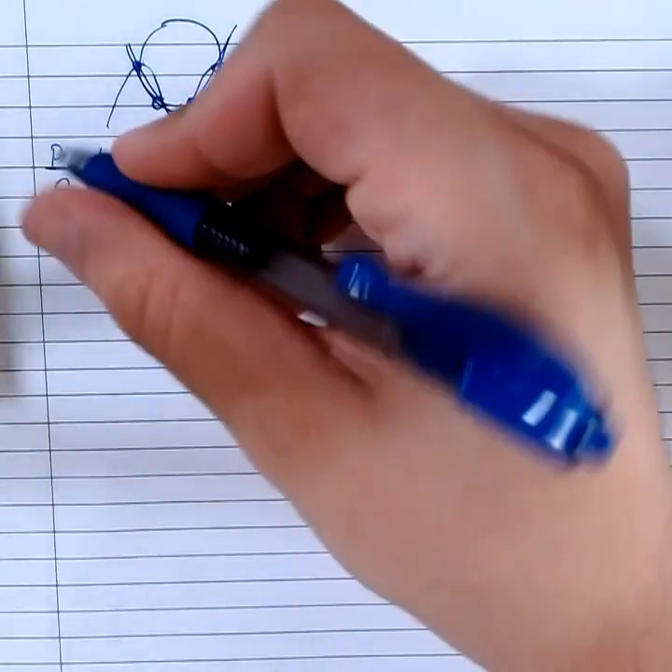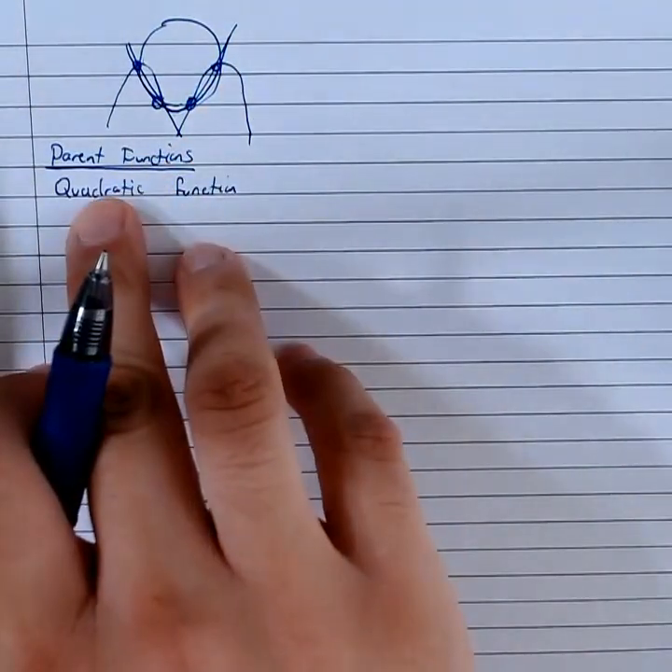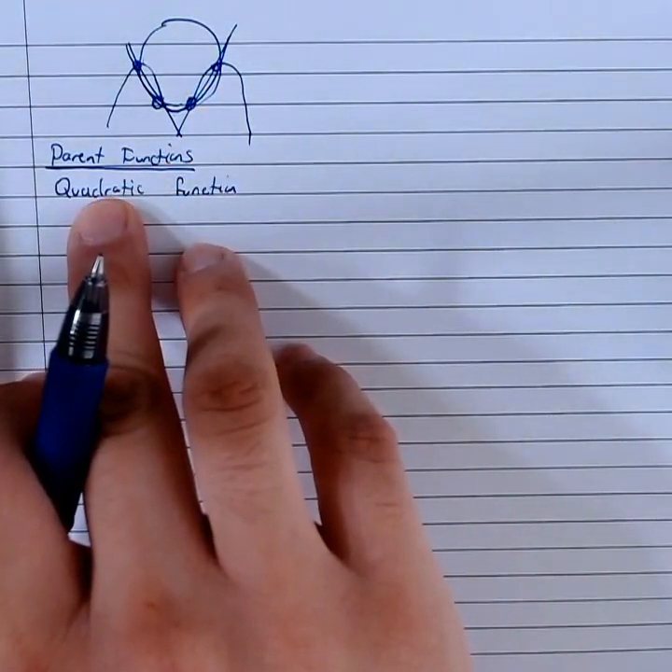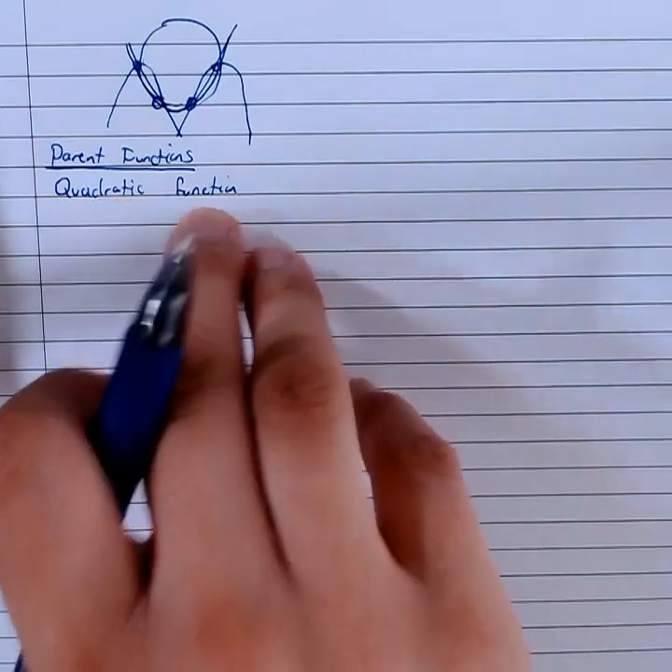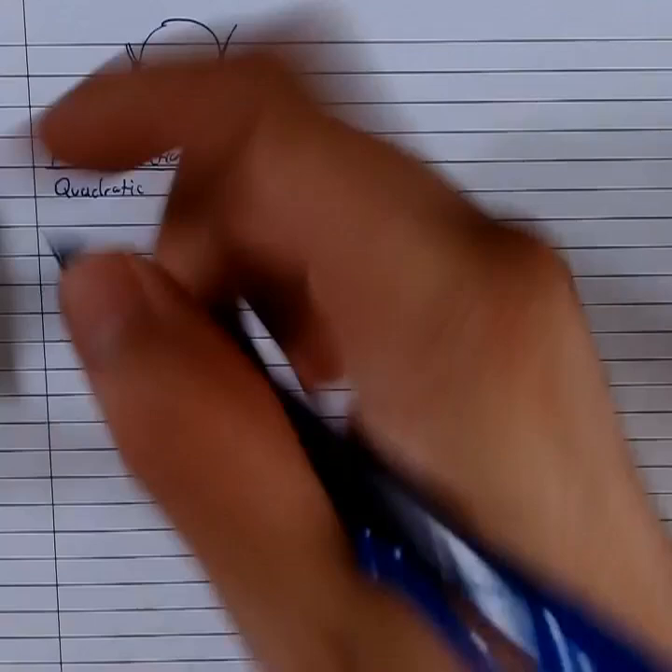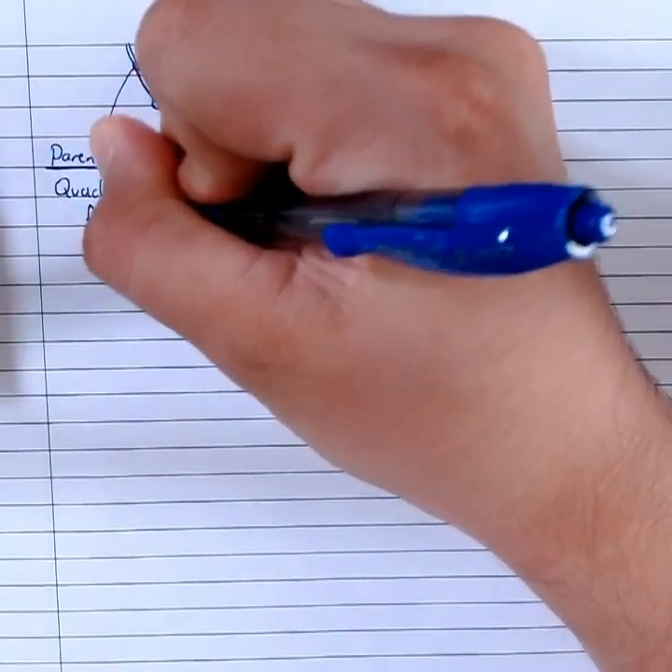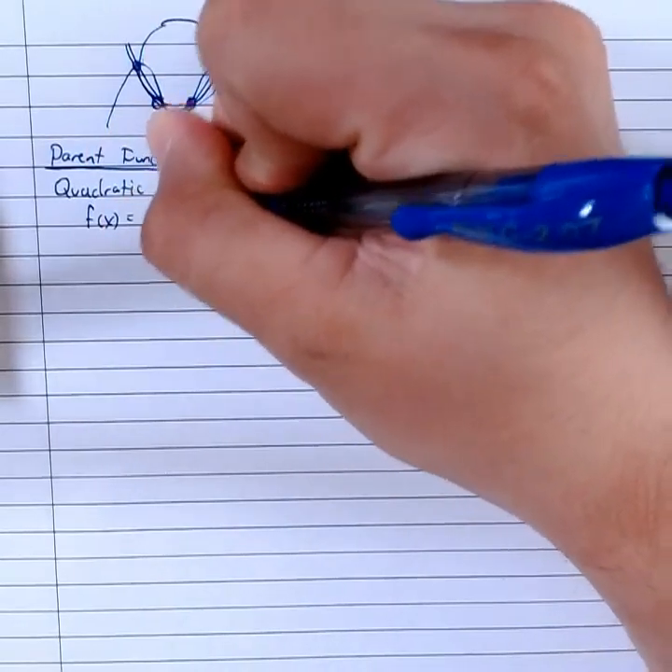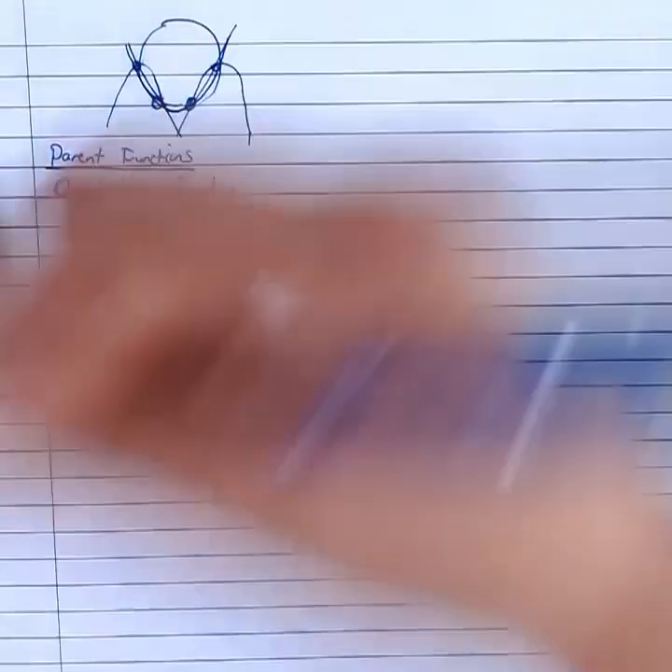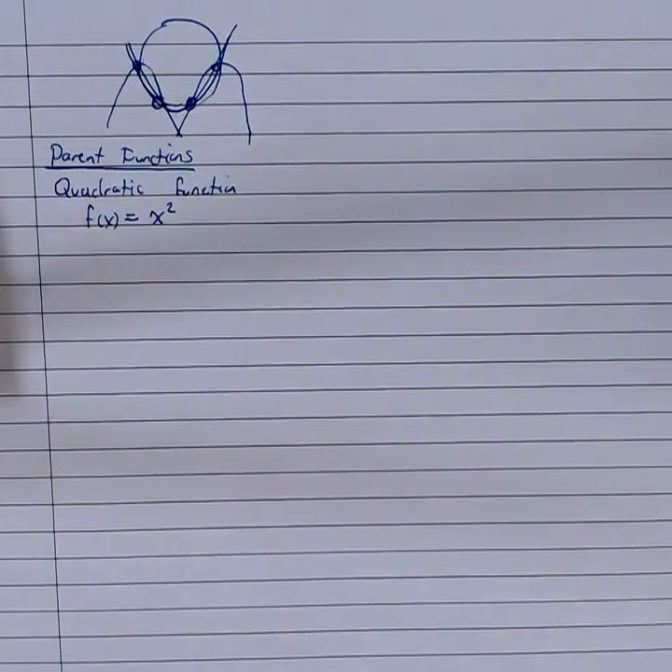Okay, so this is not an arbitrary quadratic function. In fact, it's the simplest quadratic function that we can come up with. All right, so what is the simplest quadratic function? It's the one that is just barely a quadratic function. It's f of x equals x squared.